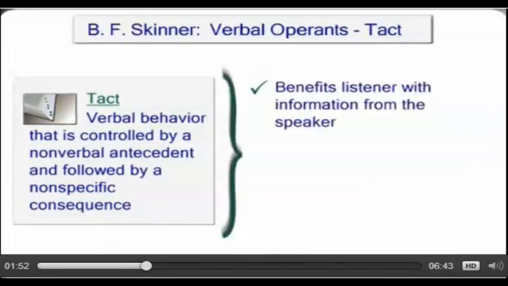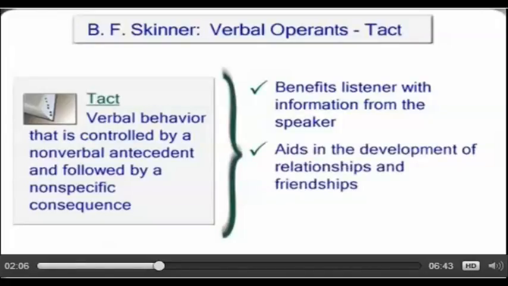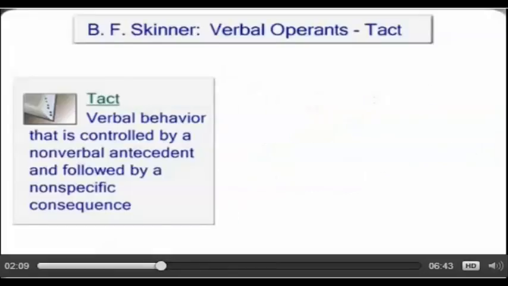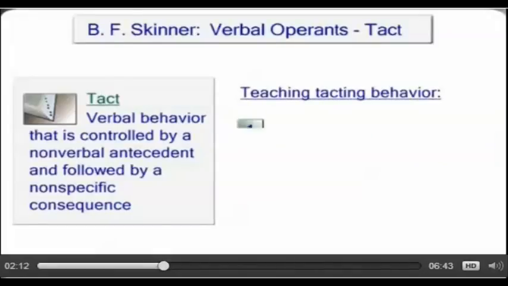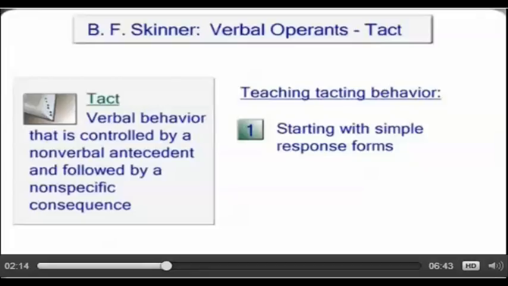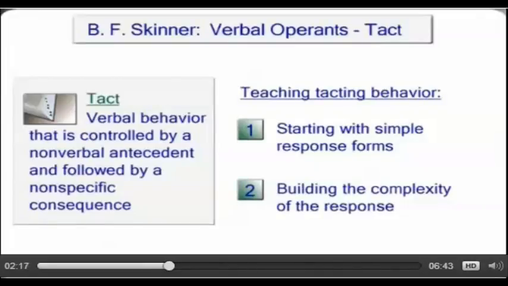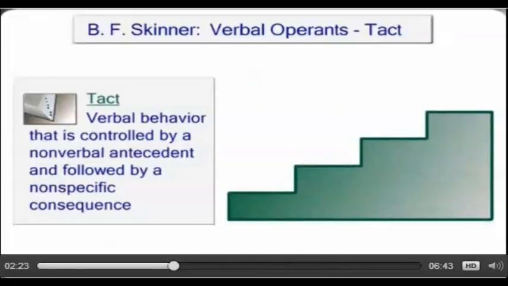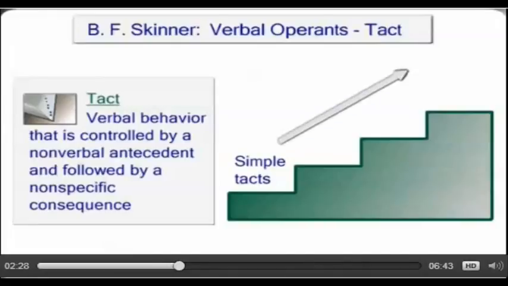A tact benefits the listener in that it gives the listener information about what the speaker is seeing, hearing, touching, feeling, smelling, or tasting. In this way, the development of a tact repertoire aids in the development of relationships and friendships. Teaching tacting behavior involves starting with simple response forms and then building the complexity of the response. In other words, when teaching tacting behavior, you will begin by teaching the child simple one-word tacts and then progress to teaching more and more complex tact frames.